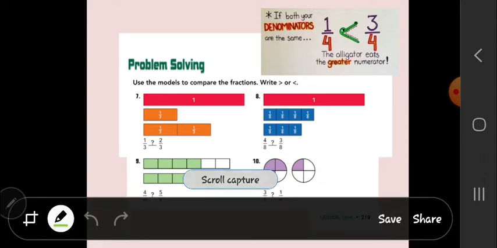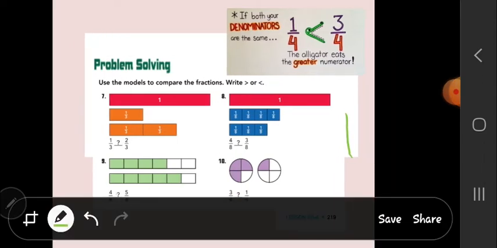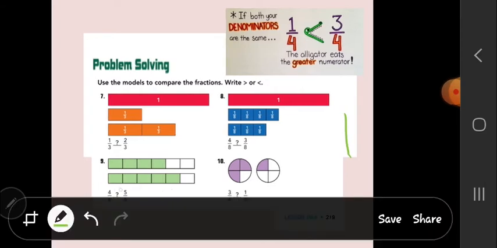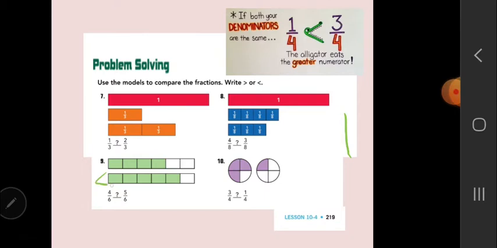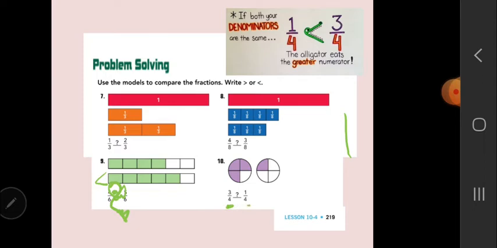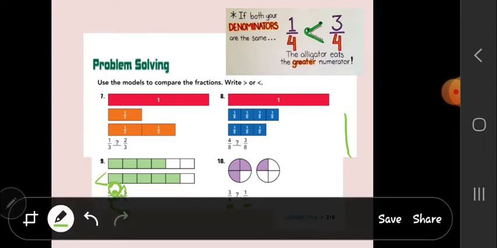And this is the same, 4/6 and 5/6. What do you think? Who is greater? Of course, 5/6. The alligator will open its mouth to the 5/6. You can do it by yourself. This is very easy. So when I have the same denominator, I will look to the greater numerator. Let's move to the next page.